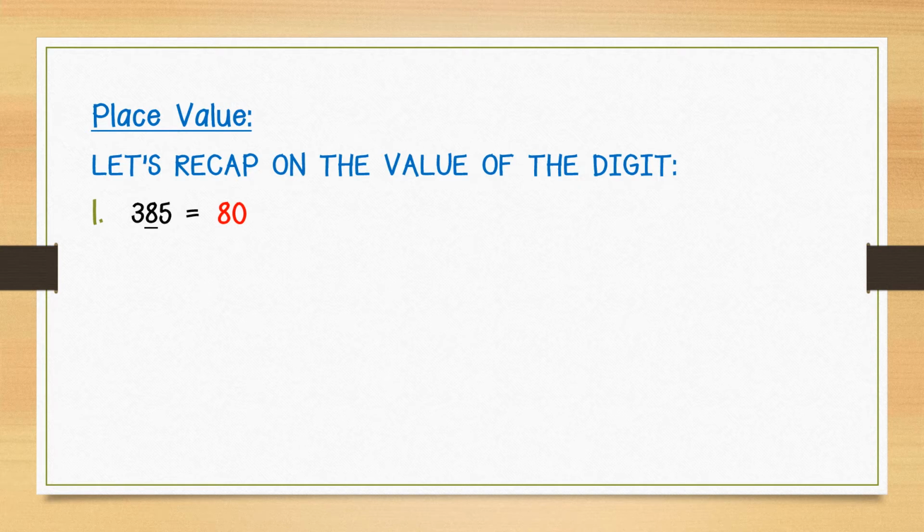Yes, it is 80. Number 2, 437. The 4 is underlined, which is 400. And the last one, number 3, 89. The 9 is underlined. So the value of that digit is 9.